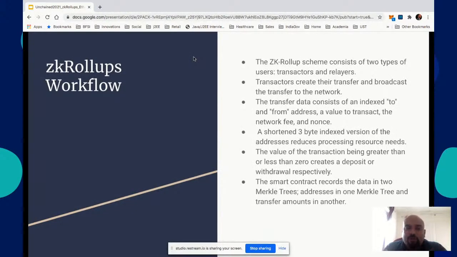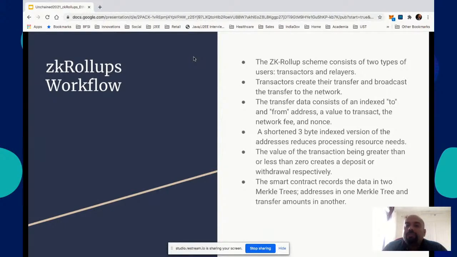How is the workflow of ZK rollups? ZK rollup consists of two types of users: the transactors and relayers. Transactors create the transfer and broadcast the transfer to the network.